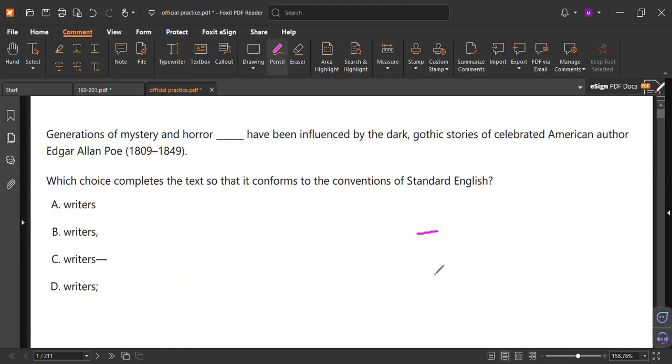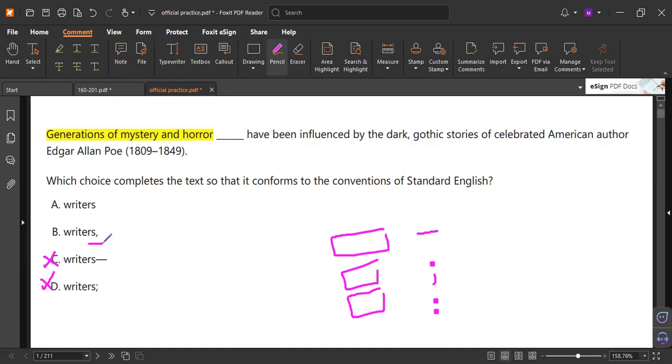Before a single dash, before a semicolon, before a colon, it must be a complete sentence. Now check, is this part a sentence or a fragment? Fragment. So without thinking, C and D are wrong. Now check, do we need a comma? No. Why? Because this is the subject of this verb. Why should I separate the subject from the verb? This is wrong. That means B is wrong. So it's letter A.